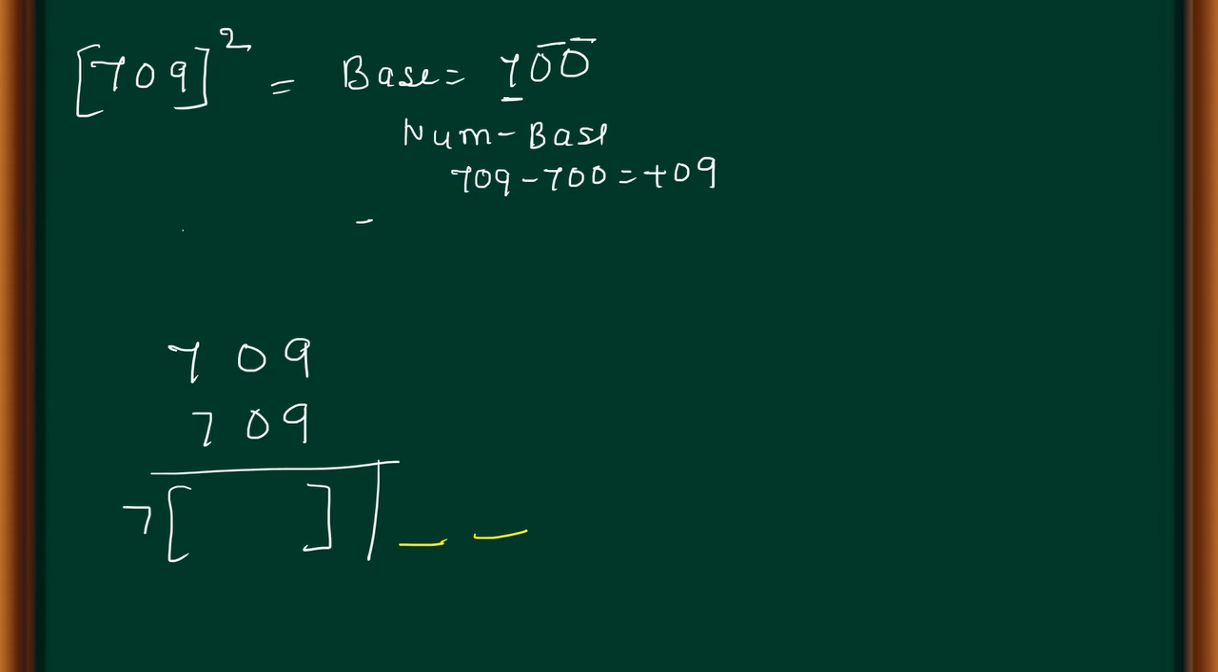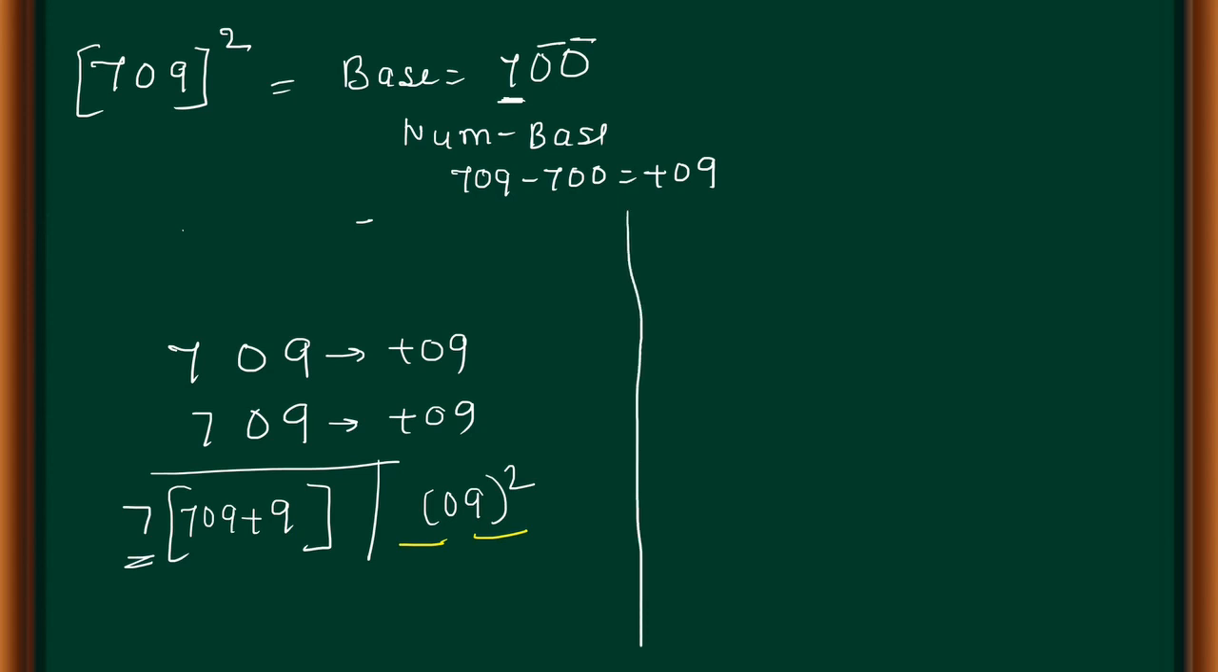Now what are you going to write here? So this is going to be plus 09 and plus 09. This 7 we write because the first digit of the base is 7, correct? Inside you will write 709 plus 9, and here you will write down 09 whole square. Okay, I think he understands, correct?